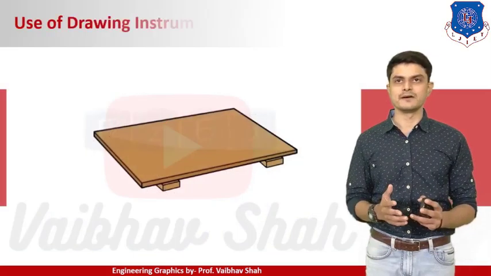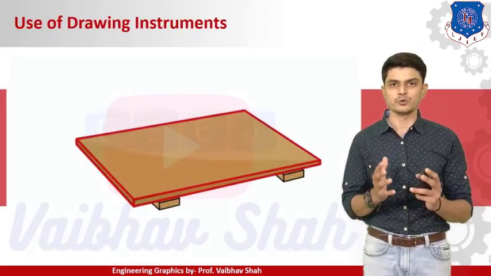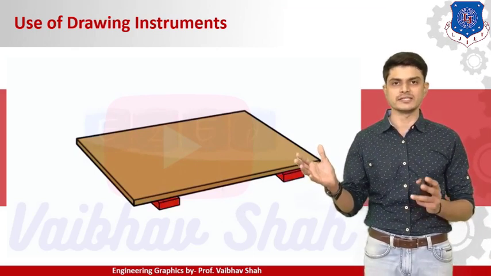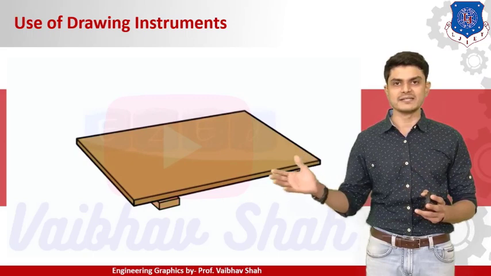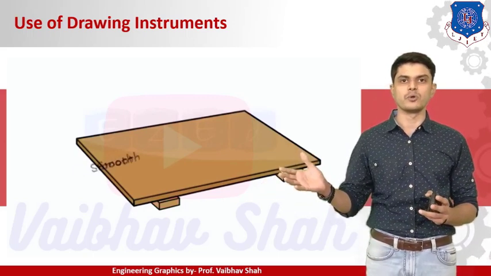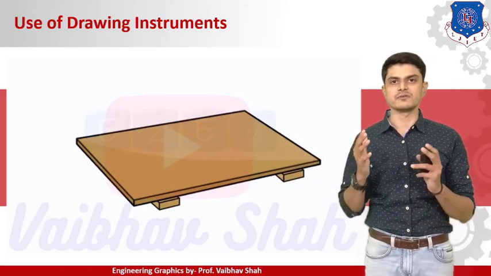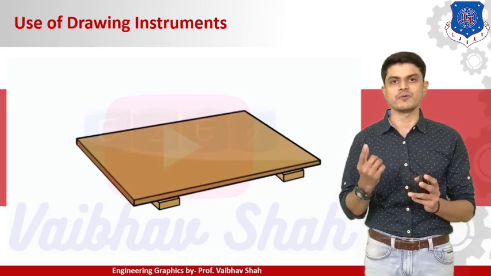Now let us see the use of drawing instruments. So how to use these drawing instruments? Let us start with the drawing board. The drawing board usually comes in a thickness of 25 mm with buttons at the bottom to fix it onto any of the places. The surface is smooth. It is made of white pine wood. It is a soft material.